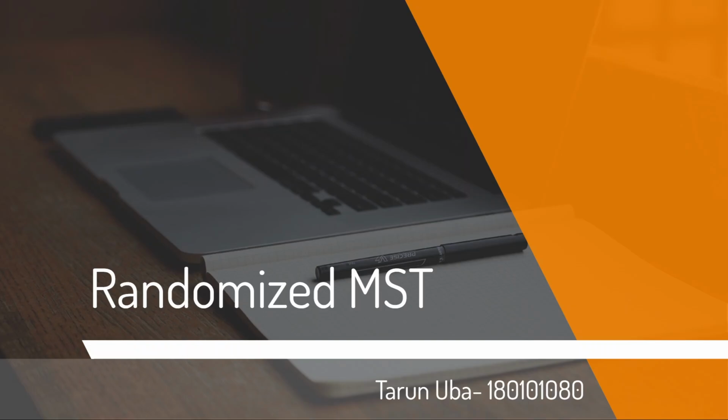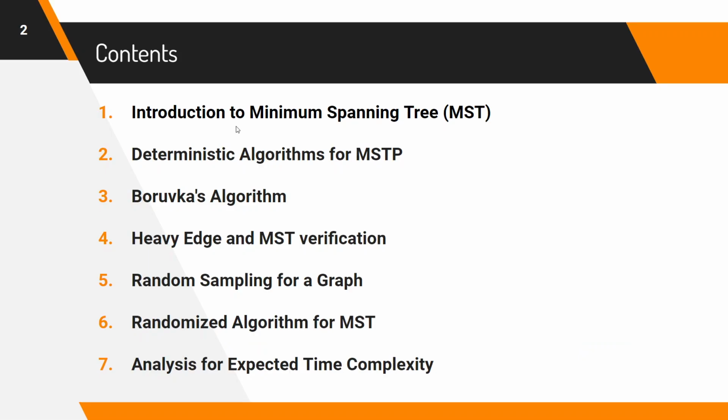Let's move through the contents. First, I'll be introducing what is MST, followed by deterministic algos for the same. Then we will look into Boruvka's algorithm, which is key to our random algorithm. And finally, we will be touching on all the details for helping us understand the random MST algorithm, ending it with the proof of how the algo has a linear expected time complexity. So let's directly head into the contents.